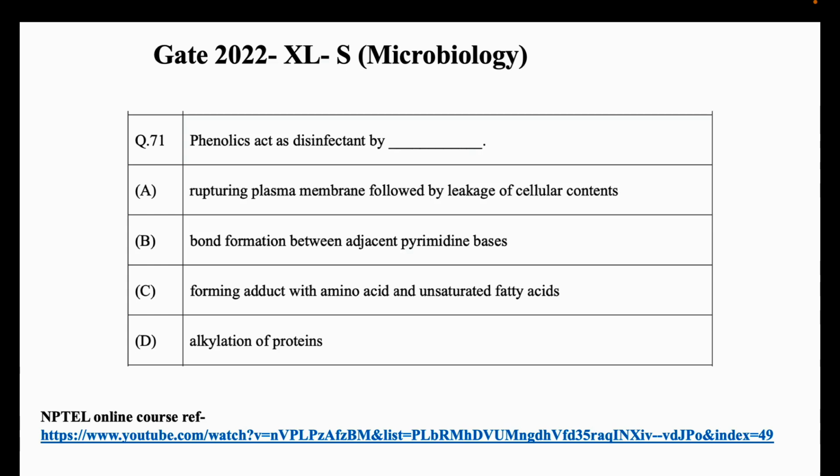GATE 2022 Life Sciences, Section S Microbiology, question number 71. Phenolics acts as disinfectant by dash. A. Rupturing plasma membrane followed by leakage of cellular content. B. Bond formation between adjacent pyrimidine bases. C. Forming adduct with amino acid and unsaturated fatty acid. D. Alkylation of proteins. Okay, this is the NPTEL online course reference for this question.